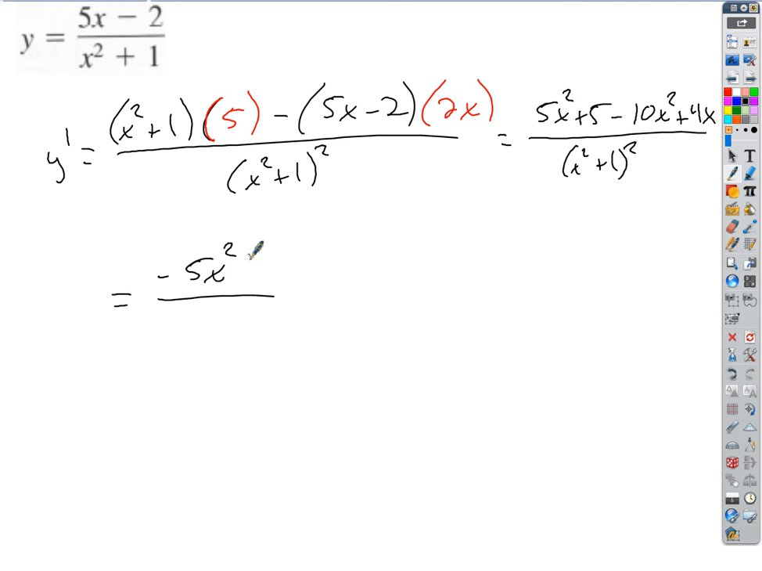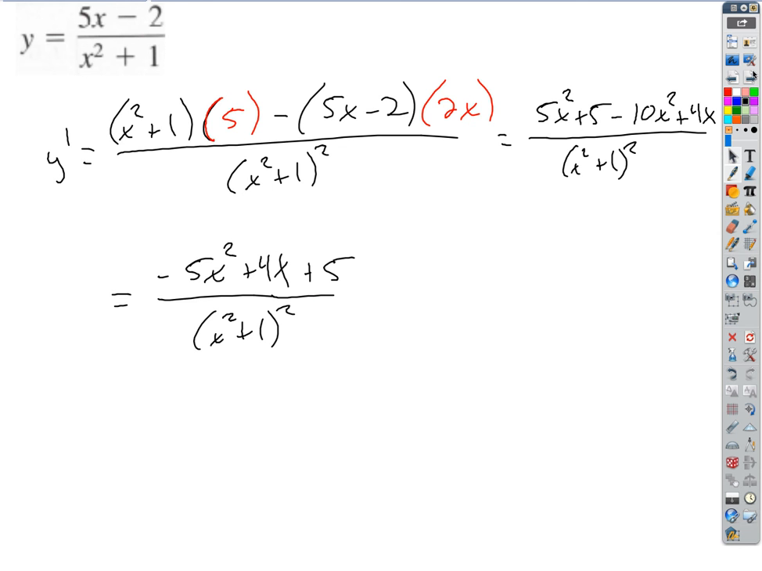Negative 5x squared plus 4x plus 5, all divided by the quantity x squared plus 1 squared. There you go. That's your answer. That's a good answer.